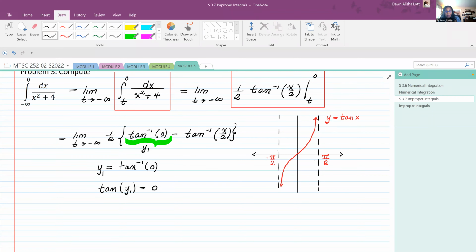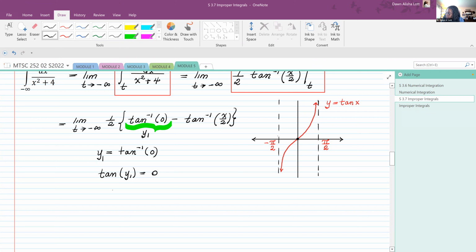y1 could equal pi. The only problem is tan inverse has to be between -π/2 and π/2. So although pi is a correct answer, it is not the correct answer. We have to use this angle right here. We have to use 0. Even though pi works, we have to use 0. So y1 is going to be 0. So now I know that this piece takes off and heads to 0.